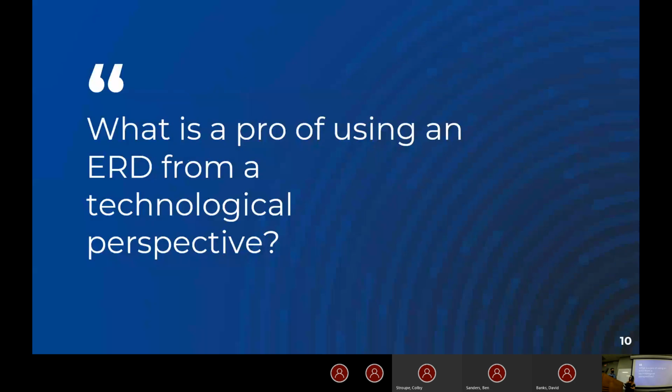So starting with the discussions, what would be a pro of using an ERD in a bank from a technological perspective? Yes, Sam? It would keep all the data and information more organized, as an ERD is a clear description of how the data entries relate to each other and the minimum and maximum cardinalities between each entity.